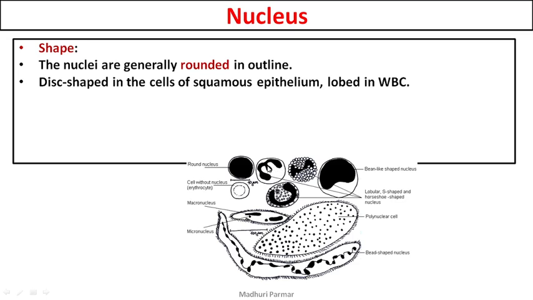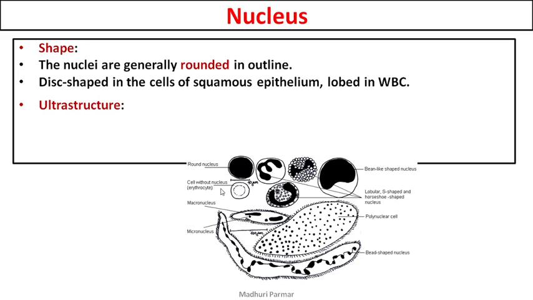Lobe means these rounded structures, these parts, subparts of a whole structure. So here you can see it in horseshoe shape, in kidney bean type shape. So in case of WBC, they can be multi-lobed. Then in some alga, they may even be bead shaped like this, or in a polynucleate cell, which means it has more than one nucleus, you can find it like this. So you have different shapes and sizes of nucleus.